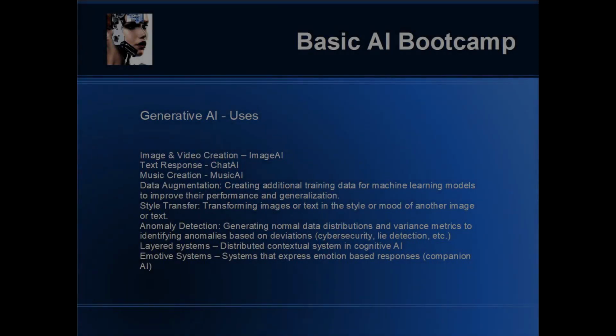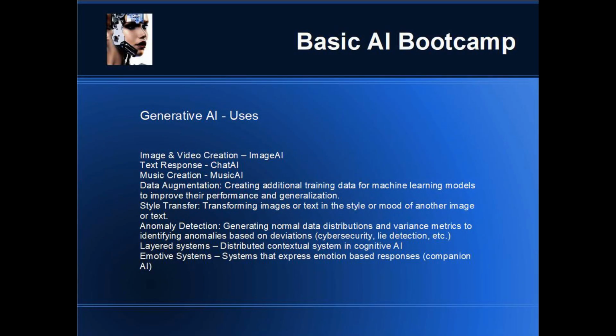Now, we are all familiar with some of the uses of generative AI. Image, chat, music AI are the most publicly visible, but there are others. Generative AI systems are also used to augment training data to improve deep learning. They can morph contextual drivers like style.